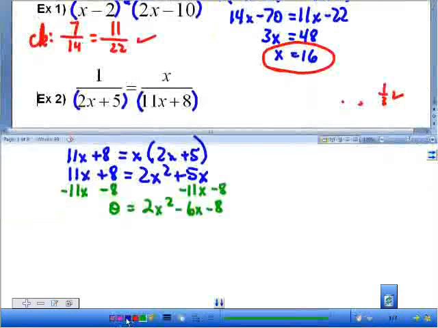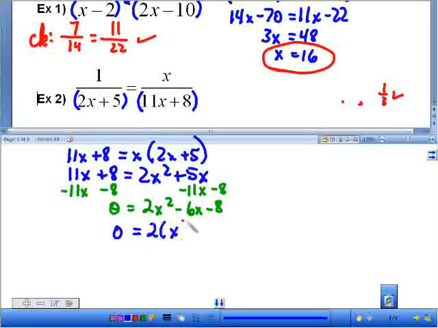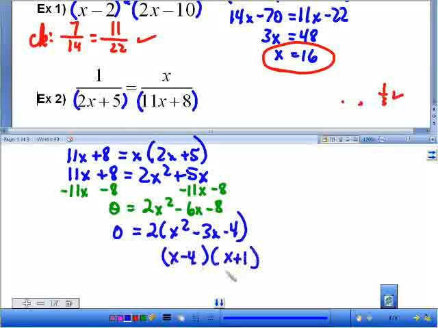So this is 0 equals, we'll take out a 2. That leaves us with x squared minus 3x minus 4. And now we can factor that with (x minus 4)(x plus 1). Solve these. x minus 4 equals 0, so we know that x equals a positive 4 and x equals a negative 1. Now let's check our answers to make sure that both of them work.